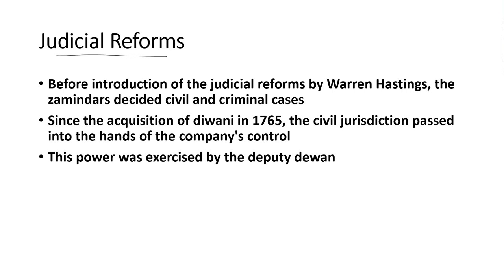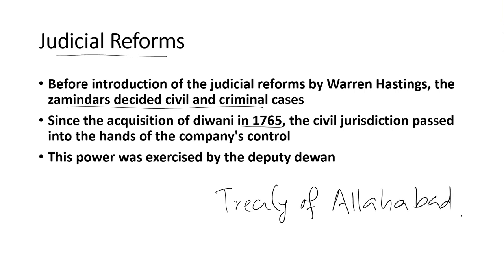Before the introduction of the judicial reforms by Warren Hastings, it was the zamindars who decided the civil and the criminal cases in Bengal. But in 1765, through the Treaty of Allahabad with Shah Alam II, the British got the Diwani of Bengal, Bihar and Orissa. You may recall the Treaty of Allahabad. It was entered into between Robert Clive and Shah Alam II. Under this treaty, the British got the Diwani rights of Bengal, Bihar and Orissa.